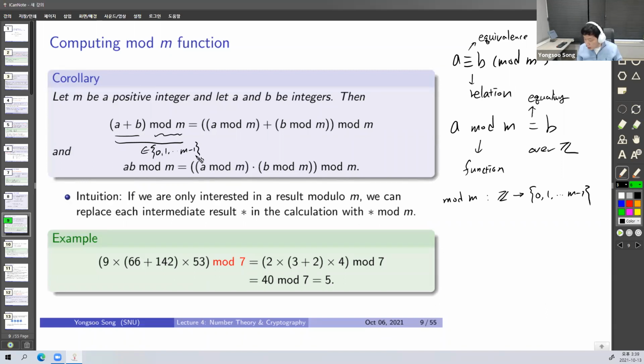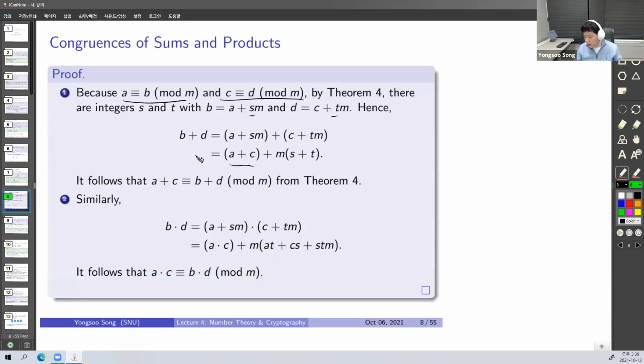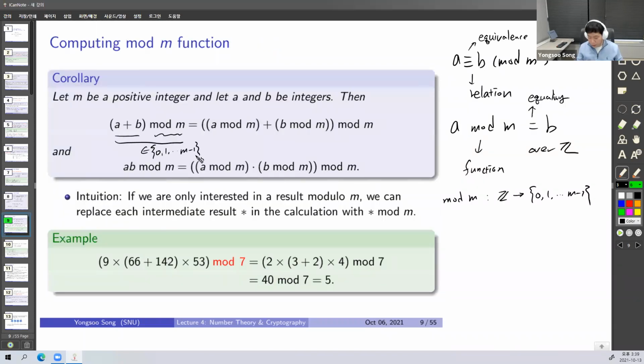To prove this corollary, you can simply apply the previous theorem. You can easily obtain the fact that the left hand side and right hand side are congruent modulo m first, and both sides are contained in this set of integers from 0 to m minus 1. So they should be equal as integers.